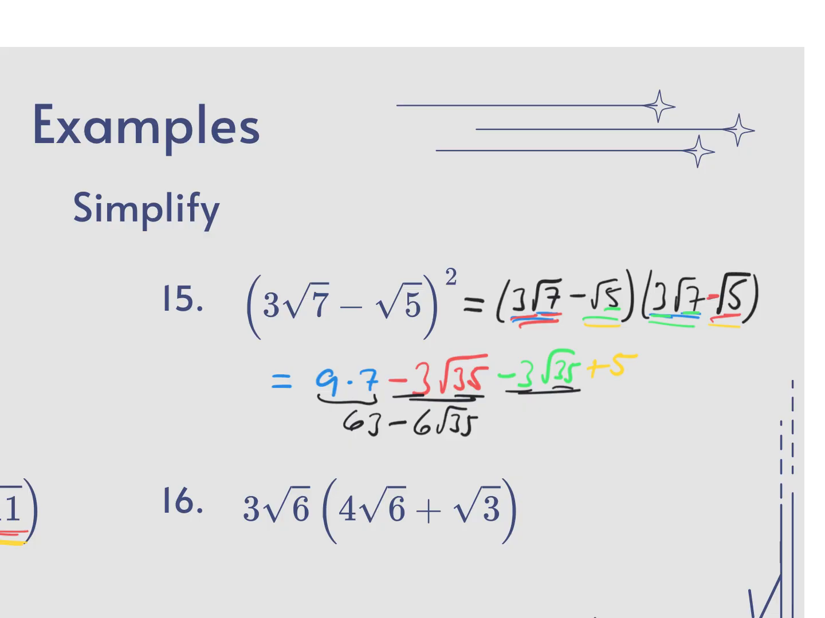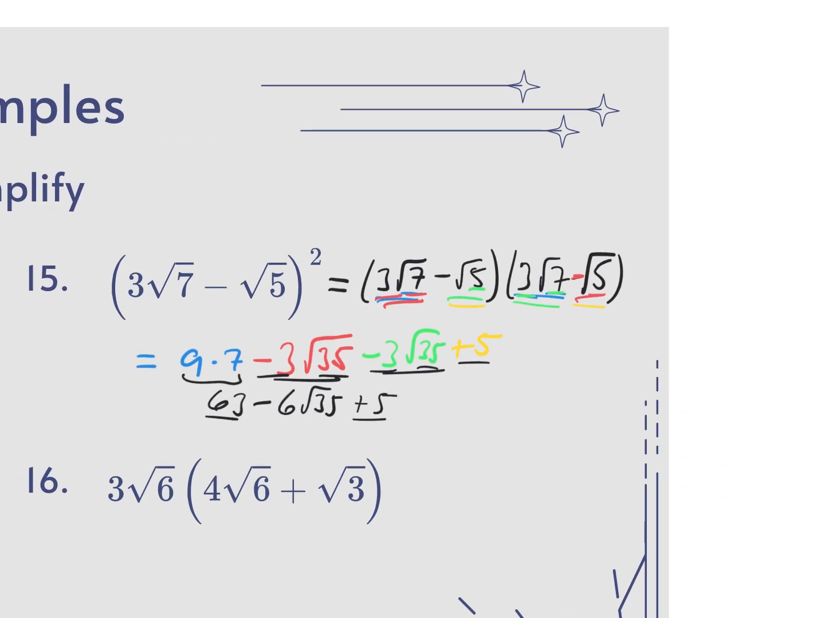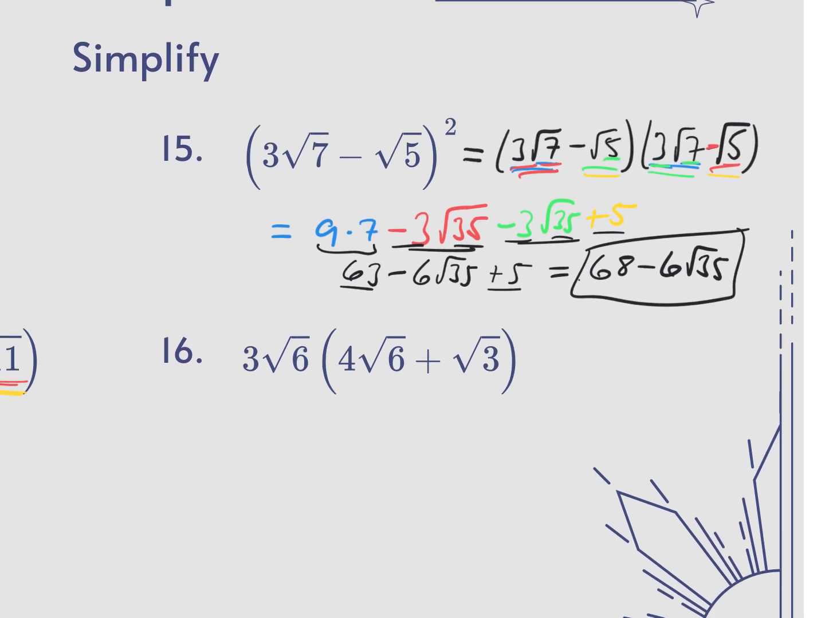All right, and then there's a plus 5. So I can do the whole number with the whole number. 63 plus 5 is going to get you 68. So I get 68 minus 6 square root of 35. All right, so I get something like that. It requires a little bit more steps, that's why these are kind of combining everything. But hopefully the steps are doable and you can understand them.